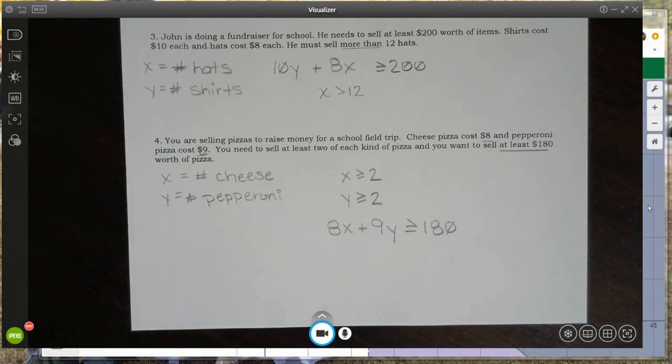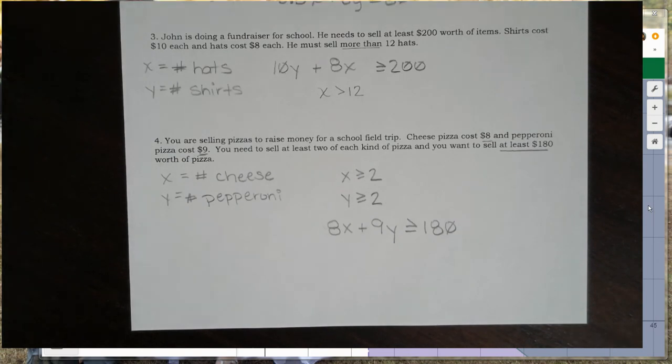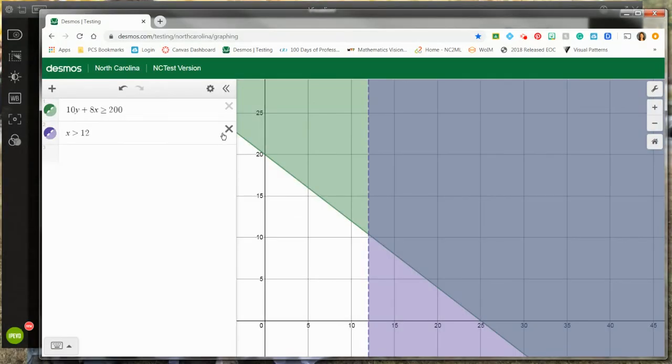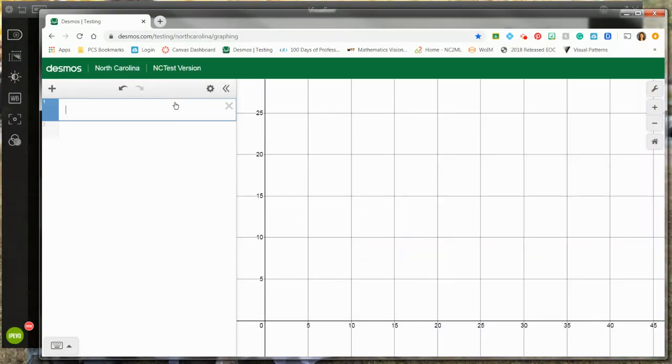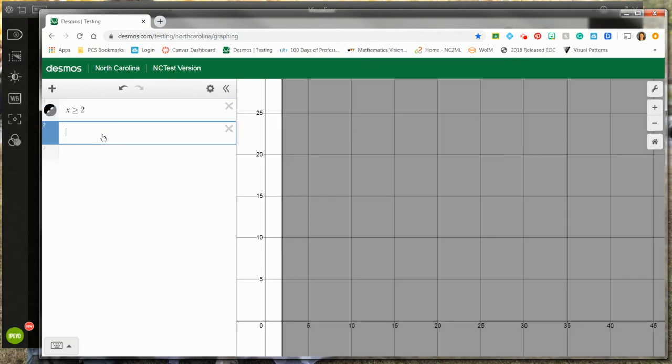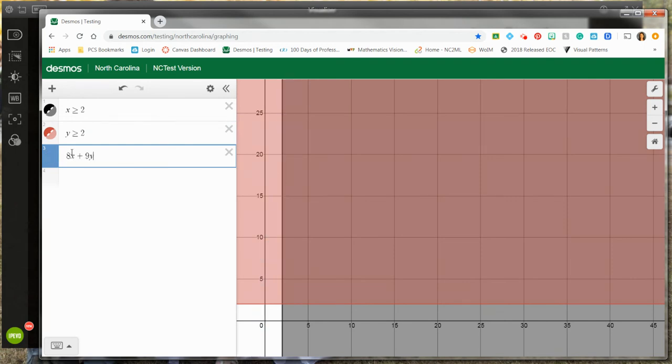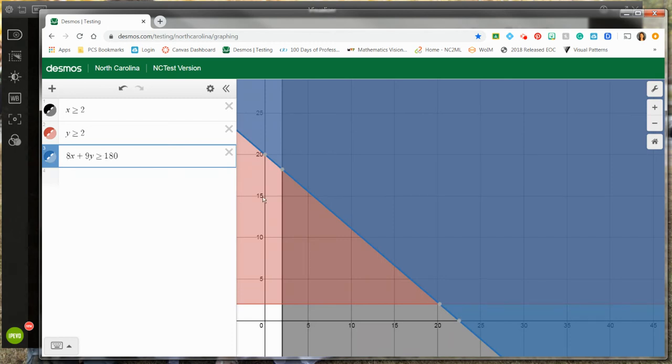Now this is a question where I've got 3 inequalities, but 2 of them are defining what is okay for X and what's okay for just plain Y. So I'm going to just show you very quickly what that would look like. X is greater than or equal to 2. Y is greater than or equal to 2. And then I've also got 8X plus 9Y is greater than or equal to 180.